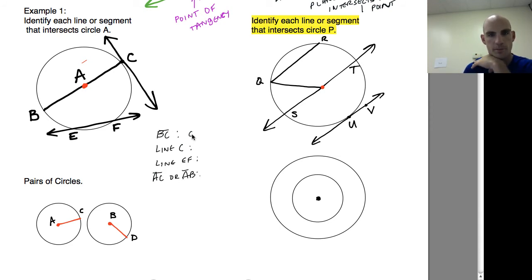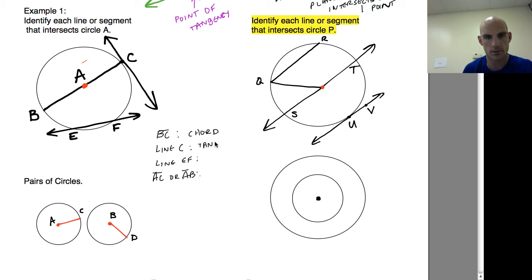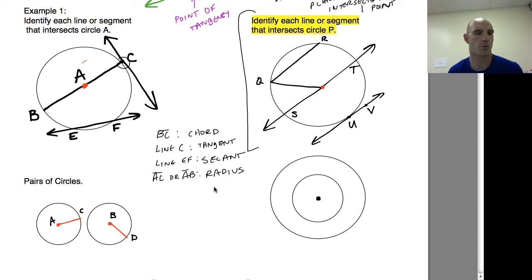BC is a chord. It intersects the circle at exactly 2 points, but it stops, so it can't be a secant. Line C is a tangent because it touches at this single point here. Line EF is a secant. And AC or AB would be a radius, or together they would be radii. Okay, so why don't you try the second one here that's kind of over off to the side here, see what you come up with.